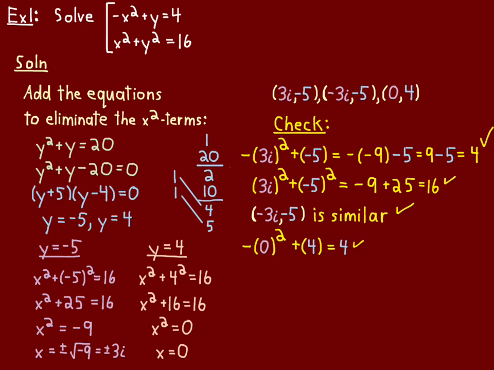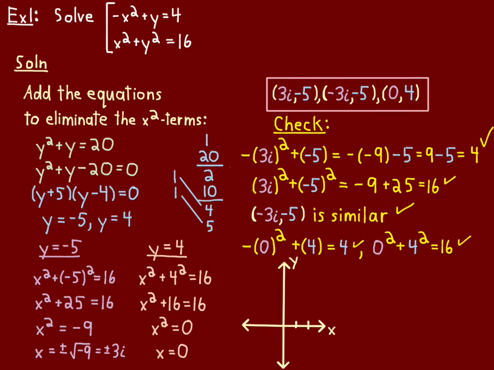That's the first equation. The opposite of 0 squared plus 4 is 4. And then 0 squared plus 4 squared equals 16. So those check. And just to show you what it looks like, I drew the graph. So x squared plus y squared equals 16 is a circle with the center at the origin and radius 4. Hopefully you know that by now. And then the other one is a parabola, negative x squared plus y equals 4. I solve that for y.